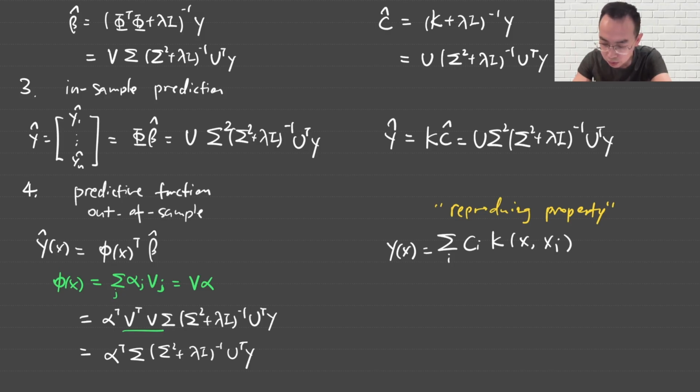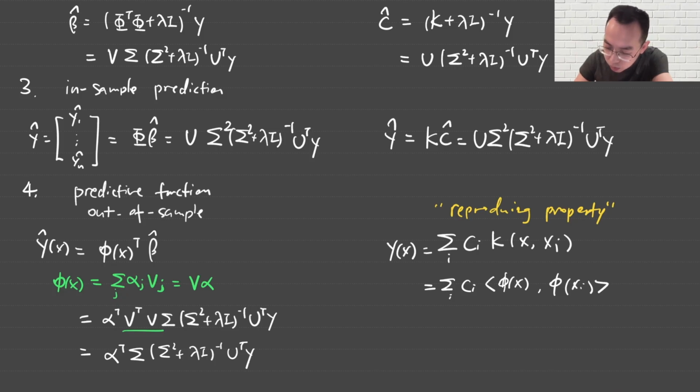And let's see if we can get the same for the kernel trick. Here you can expand this kernel as the inner product between phi of x and phi of x_i.